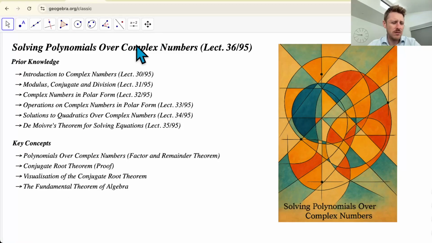All right, so we're looking at solving polynomials over the complex numbers. So basically just this idea that if you get given some polynomial, you can obviously find any real solutions given all the stuff that we've learned about polynomials in the past, but you can also solve it over the complex numbers. So see if there's any complex number solutions to the polynomial.